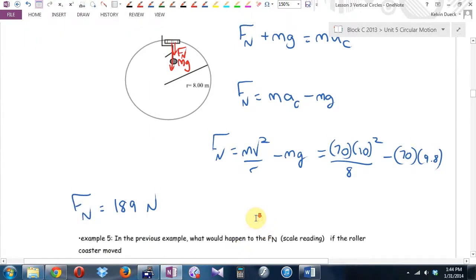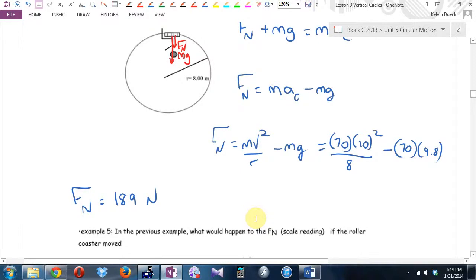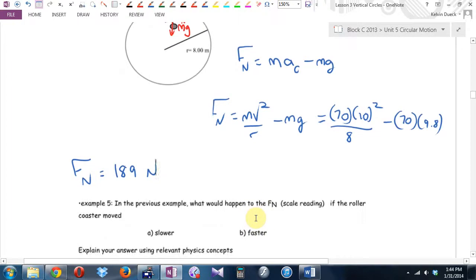Follow-up question I asked in example 5. In the previous example, what would happen to the normal force, the scale reading, what the seat says, if the coaster moved slower or faster? And convince me.